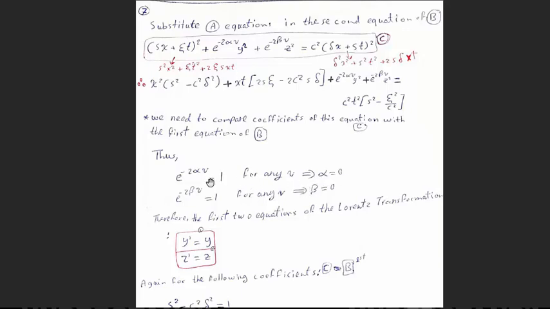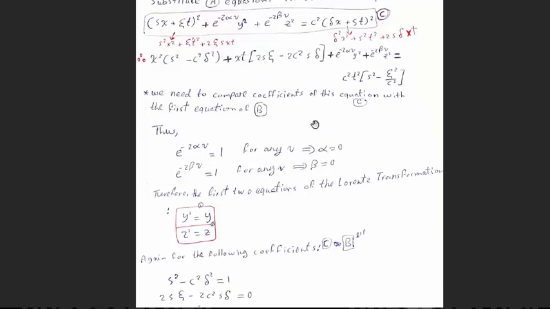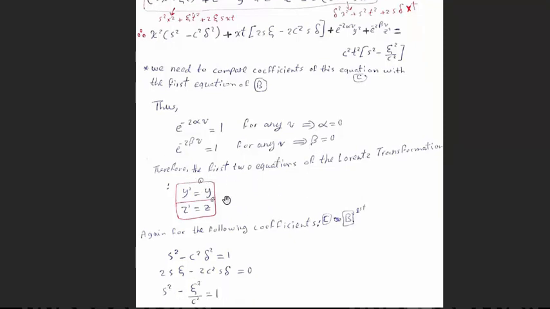And this means that when this exponential function equals 1, alpha equals 0. This does not mean that we are considering v just when v equals 0. No, for any value of v we get this function equal to 1. So this constant equals 0, and the same for beta, which equals 0. So finally we got rid of these constants. Therefore we get that y dash equals y, and z dash equals z. This is the first equation of the Lorentz transformation.